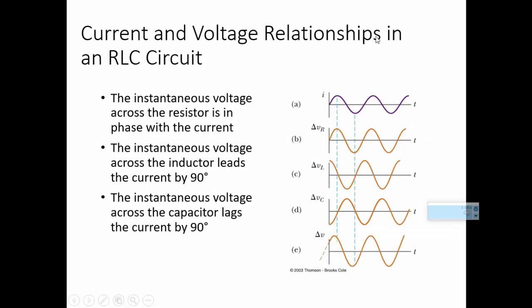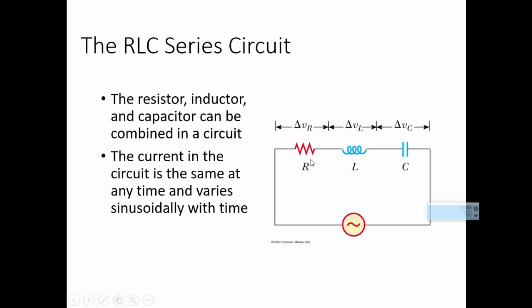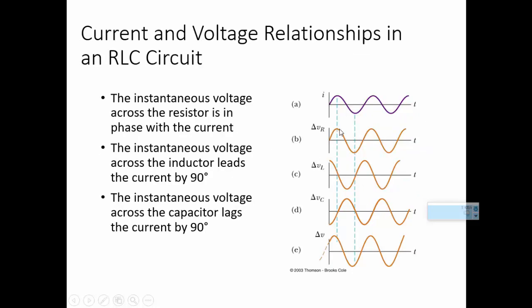Current and voltage relationship in an RLC circuit. Now if I have to look at the behavior of the currents and voltages in an AC circuit, this is what I would say. If this is my current profile on paper, then the voltage drop across the resistor in this series AC circuit is in phase with the current.